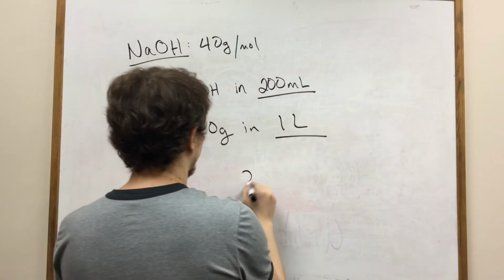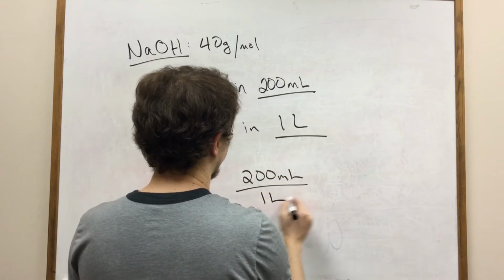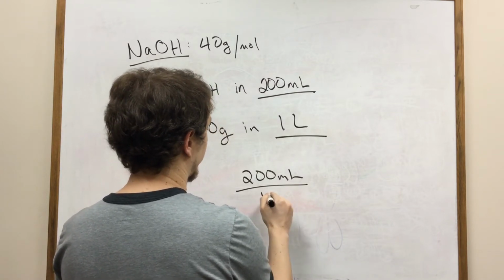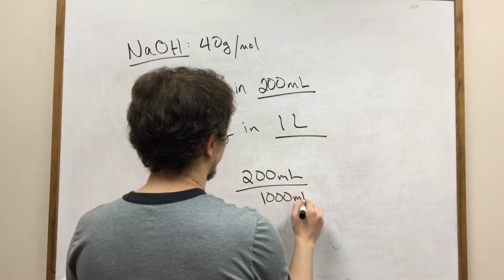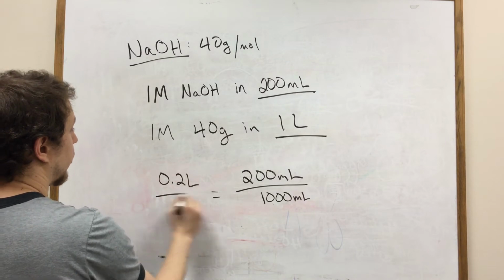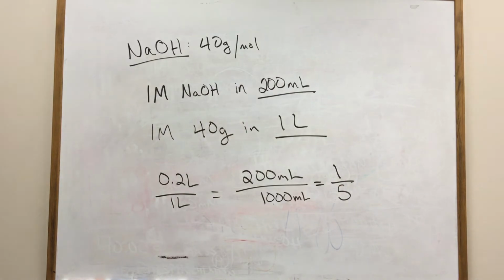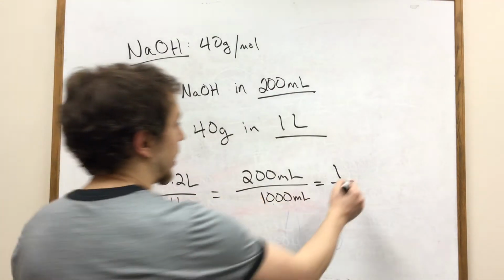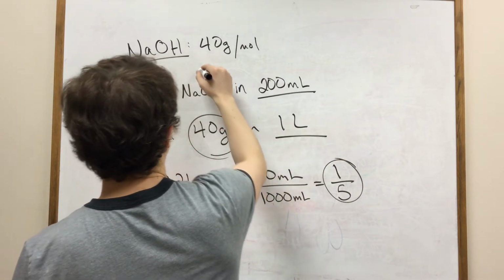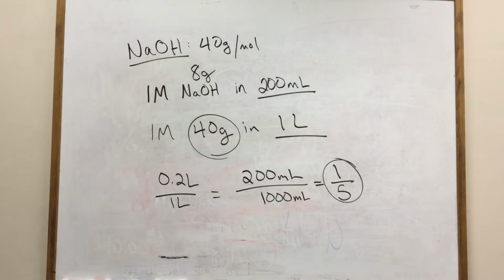So again, I can figure out the dilution, 200 milliliters over 1 liter. This is the same as 1,000 milliliters, so I can rewrite this as either 1,000 milliliters, or I can write this as 0.2 liters over 1 liter, and you'll see that this again comes out to a value of 1 over 5, which means I again can multiply this by this value, and that will ultimately give me the total number of sodium hydroxide in grams that I need to give me 1 molar, which again is 8.